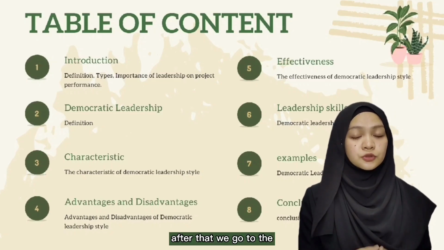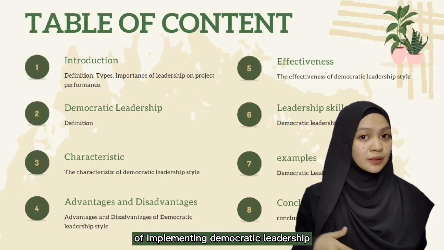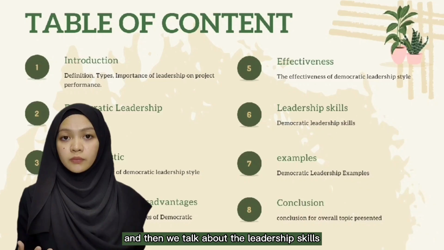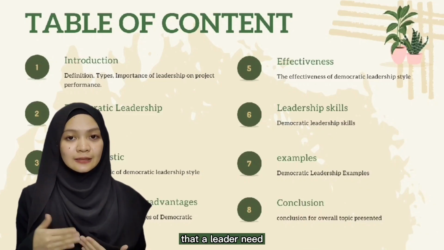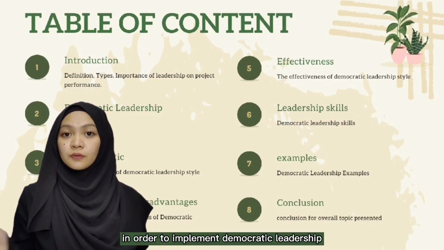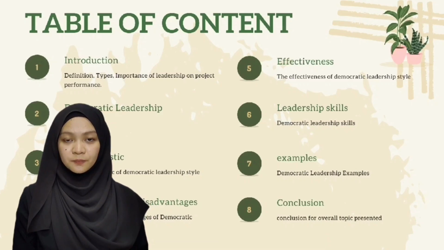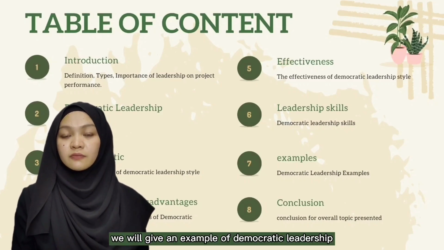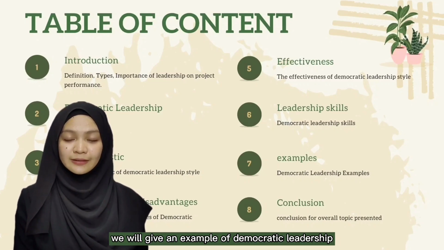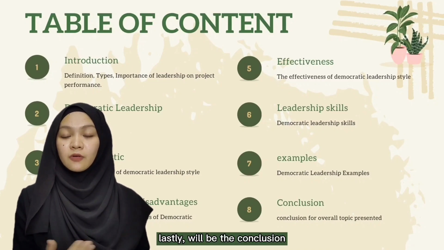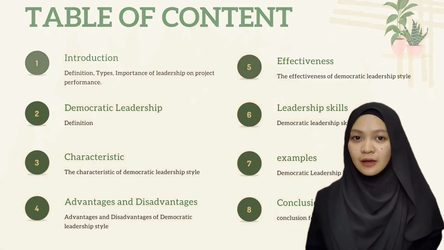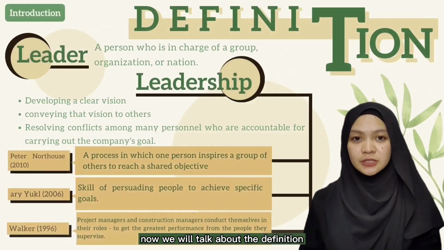After that, we will go to the effectiveness of implementing democratic leadership in an organization. And then we will talk about the leadership skills that a leader needs in order to implement democratic leadership. After that, for more understanding of the topic, we will give an example of democratic leadership. And lastly, will be the conclusion of the whole presentation about this topic. Now, we will talk about the definition.